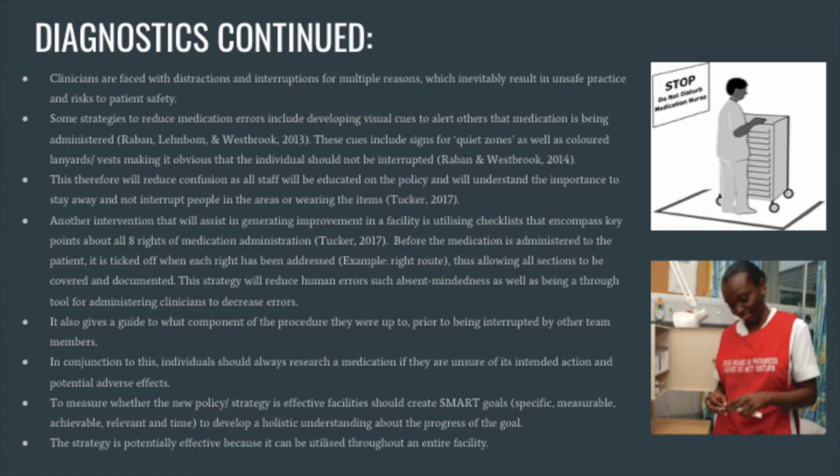In conjunction to this, individuals should always research a medication if they are unsure of its intended action and potential adverse effects. Therefore, they will be educated and then they can educate the patient. To measure whether the new policy or strategy is effective, facilities should create SMART goals: specific, measurable, achievable, relevant, and timely, to develop a holistic understanding about the progress of a goal. This strategy is potentially effective because it can be utilized throughout an entire facility.